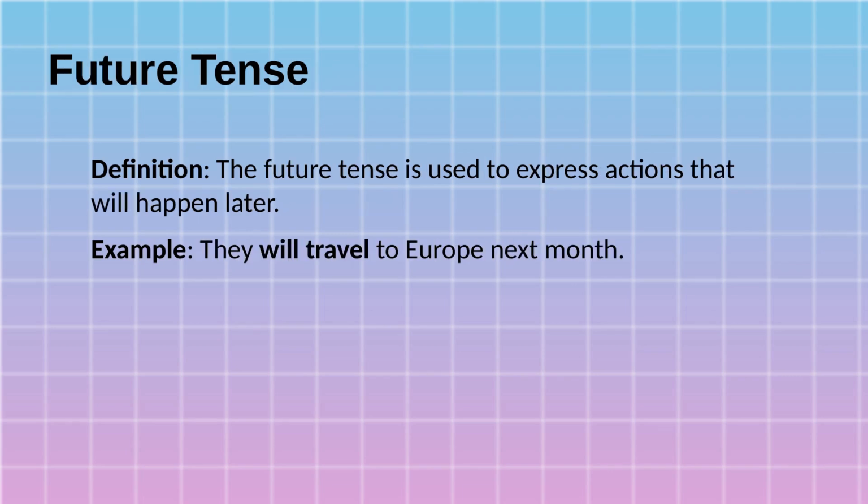Now let's discuss the future tense. It's utilized to articulate actions that will occur later. For example, they will travel to Europe next month. The verb will travel indicates an action that will happen in the future.